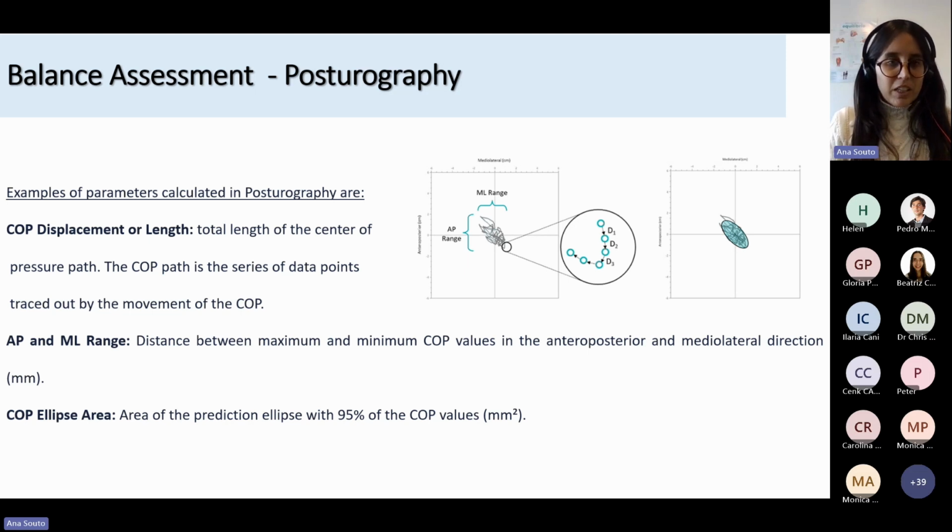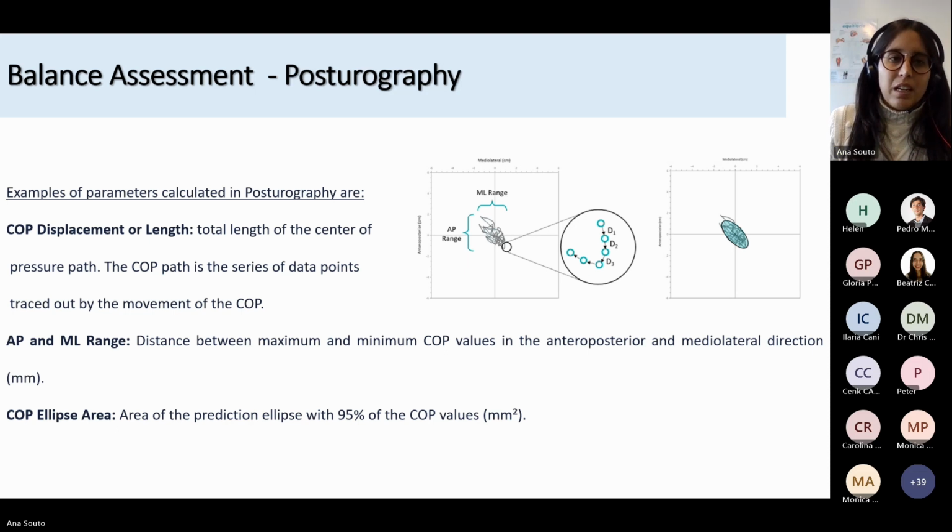And also another parameter that is not here, but I will explain to you, and it's related to the ellipse area, which is very important, is the rotation angle of this ellipse. So the rotational angle of the ellipse will give us a predominant direction of sway. So for example, to understand if the person is swaying more in the anteroposterior direction or in the medial lateral, and more to the left or more to the right, we can have that information, and for a balance assessment and for treatment planning it is very useful.